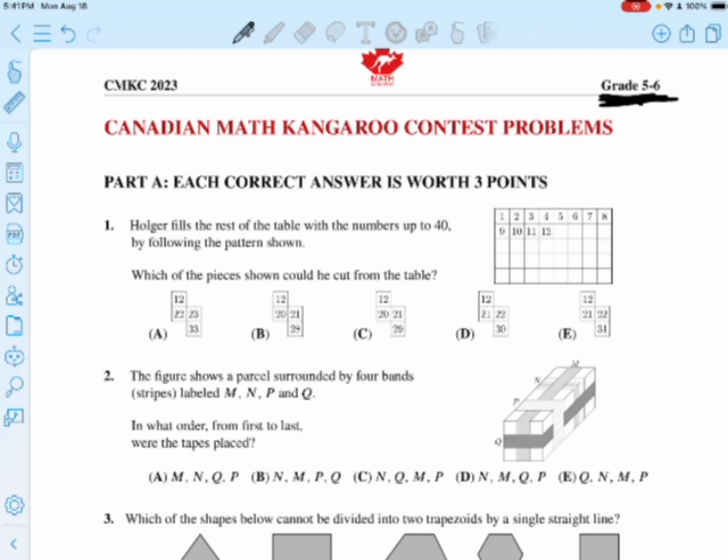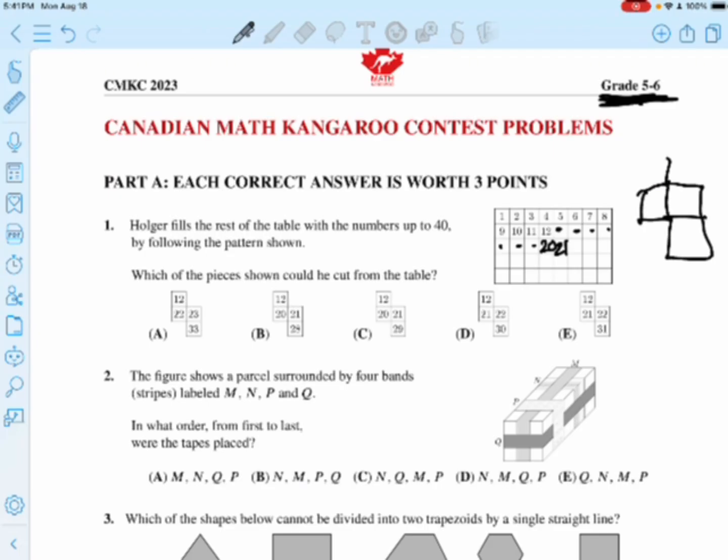So anyway, the first question in part A is: Holger fills the rest of the table with numbers up to 40 by the following pattern shown. Which of these pieces shown could he cut from the table? So let's first count. This is 13. Imagine this is 13, 14, 15, 16, 17, 18, 19, and this should be 20. And then this should be 21. We have to follow this shape, by the way.